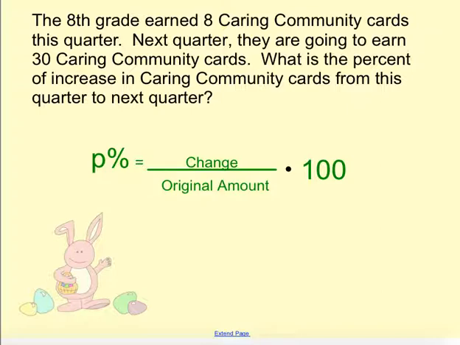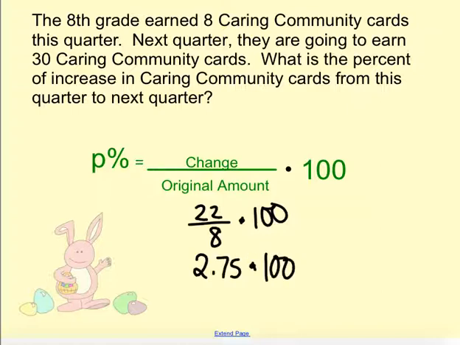So if we use this formula in this context, well, we would say from 8 to 30, what is the change? Well, 8 to 30, that is 22. The original amount is 8, and then we're going to multiply by 100. Now when we divide 22 by 8, we are going to get 2.75. And multiplied by 100 tells us that our percentage is 275%. We are saying that this is a 275% increase.